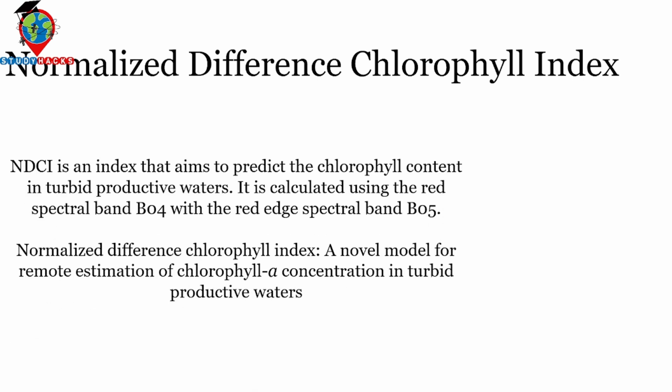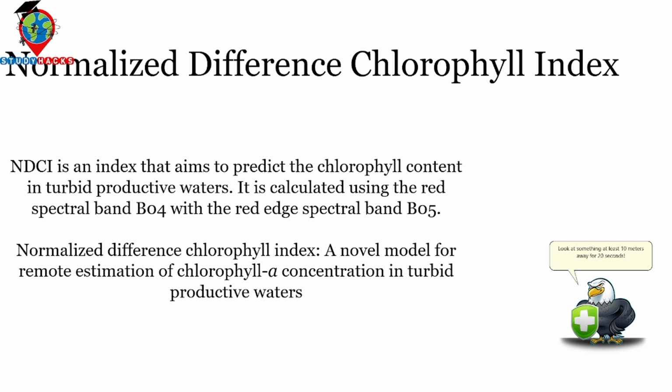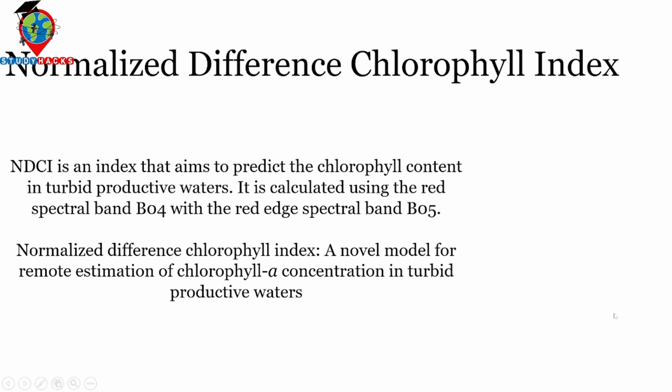So here you can see NDCI is an index that aims to predict the chlorophyll content in turbid productive waters. Suppose we want to identify turbid productive water, we can easily do it using the NDCI, or chlorophyll index. It's mainly used to predict the chlorophyll content in turbid or productive waters. You can see the equation for it.